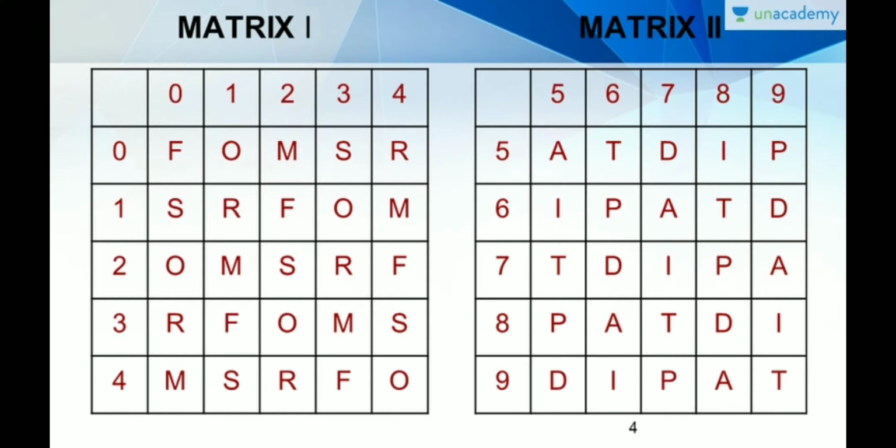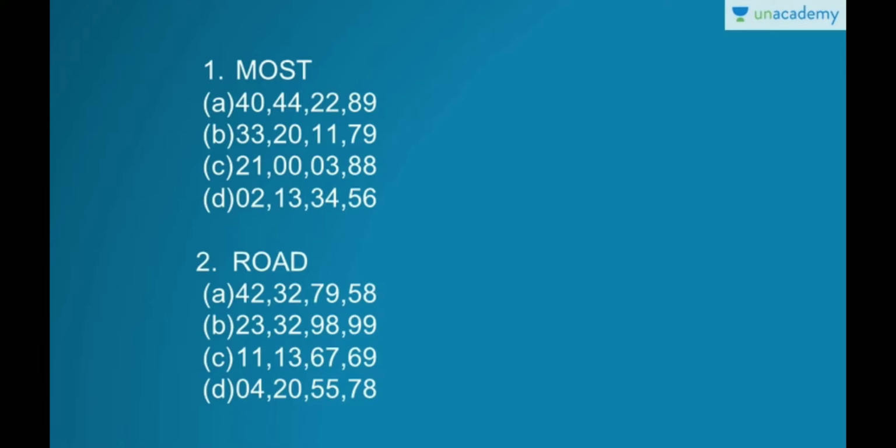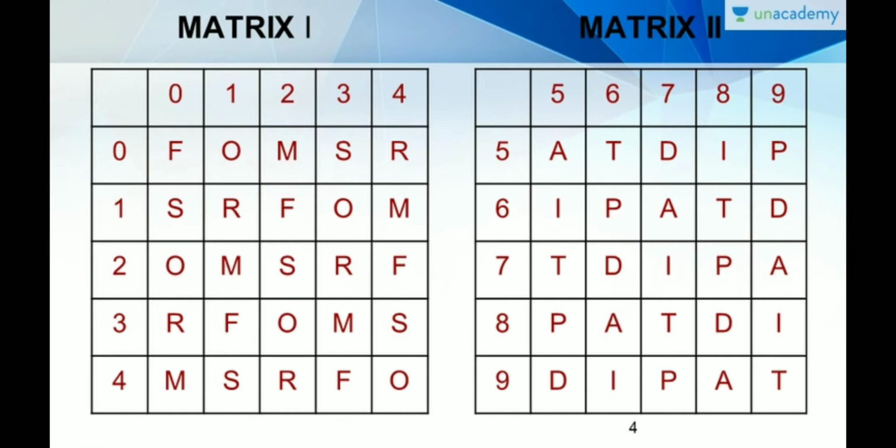There is no need to read this one. I will explain it to you. This is matrix 1 and this is matrix 2. The question is that you have to find the coding for "most". Now see here, M is here, here, here and here. There is no M mentioned over here, so we will ignore this matrix.